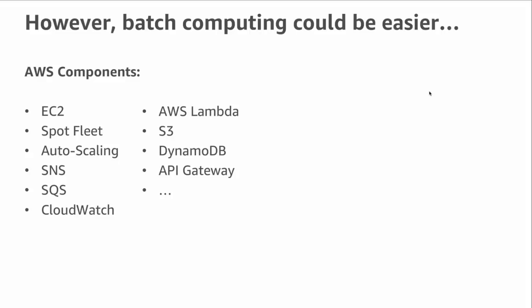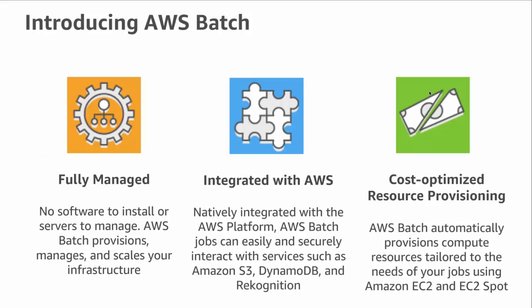However, it just so happens we have a service called AWS Batch, right? AWS Batch is a fully managed batch computing environment service that really allows you to spin up your batch workloads with no software to install or servers to manage. AWS Batch is able to provision, manage, and scale your infrastructure all for you directly within the environment, right?